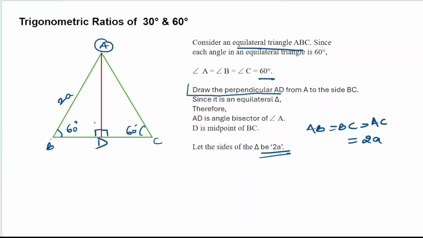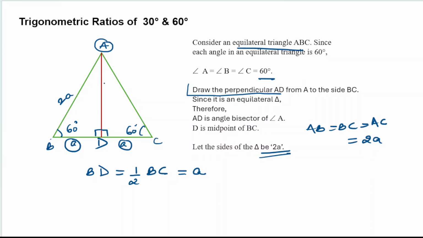Since AD is the perpendicular, by the property of an equilateral triangle, AD is the angle bisector. So it divides the angle A in two equal parts. And D is also the midpoint of BC. So D divides BC in two equal parts. Now we have BD is equal to half of BC, which is equal to A. Now we have BD is equal to A and DC is equal to A.